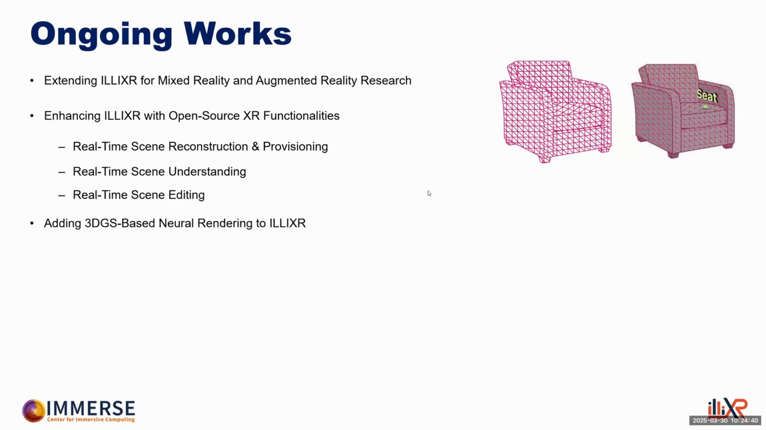Beyond supporting core XR functionalities, we are also adding 3D Gaussian-based neural rendering to ILLIXR. Neural rendering, particularly 3D Gaussian splatting, offers high-quality rendering and can synthesize the view even where input view is missing. It has gained significant attention in computer vision, graphics, and even architecture communities. By integrating 3D Gaussian-based neural rendering into ILLIXR, we aim to make it a more versatile testbed and encourage more researchers to use ILLIXR for their work in this growing field.